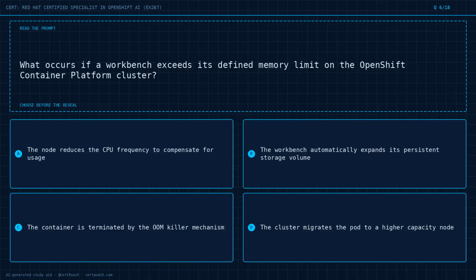What occurs if a workbench exceeds its defined memory limit on the OpenShift Container Platform cluster? Option A. The node reduces the CPU frequency to compensate for usage. Option B. The workbench automatically expands its persistent storage volume. Option C. The container is terminated by the OOM killer mechanism. Option D. The cluster migrates the pod to a higher capacity node. Lock in your pick before the reveal. The correct answer is option C.